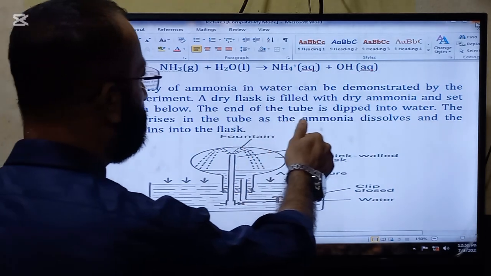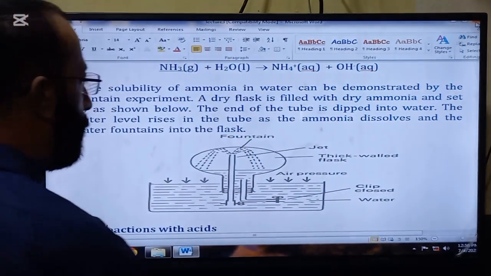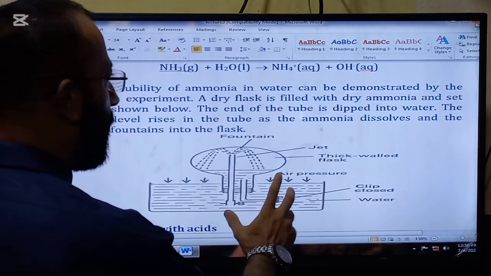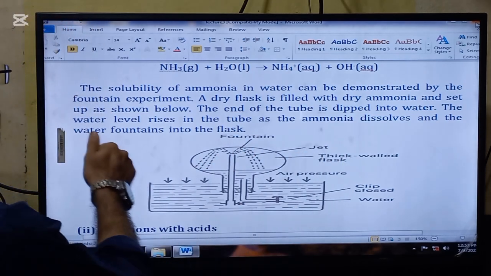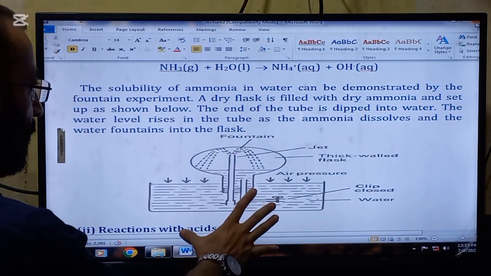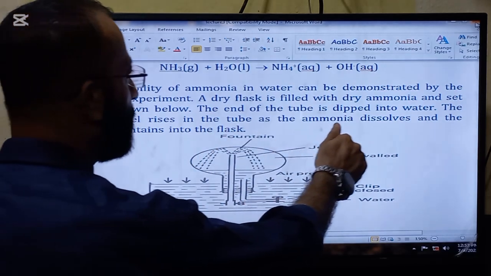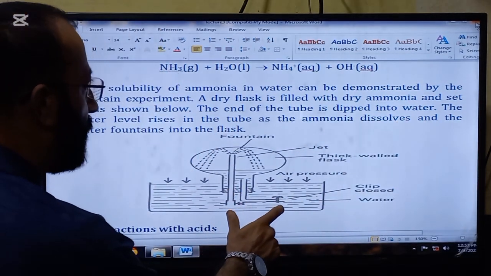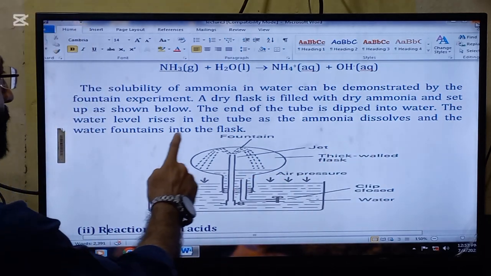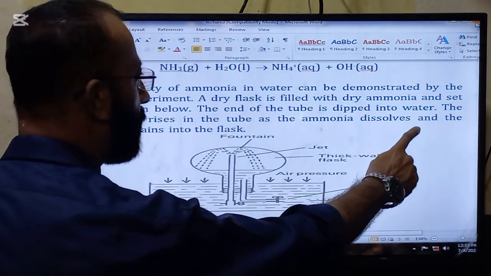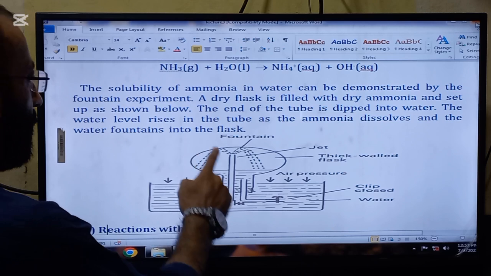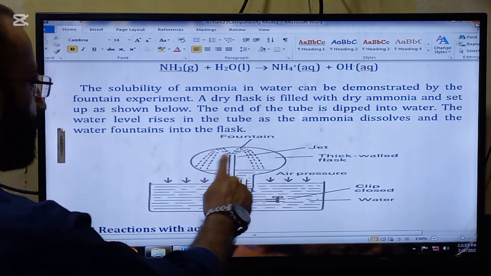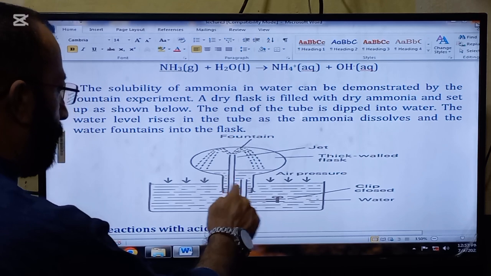A dry flask is filled with dry ammonia and set up as shown below. Here is the setup. The end of the tube is dipped into water. The water level rises in the tube as the ammonia dissolves and the water fountains into the flask. So this will create a fountain because the ammonia gas will be dissolved in water.